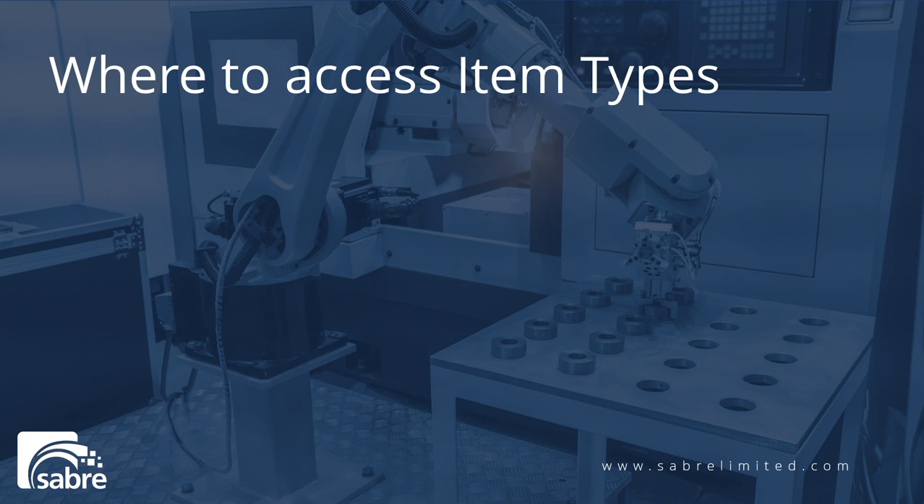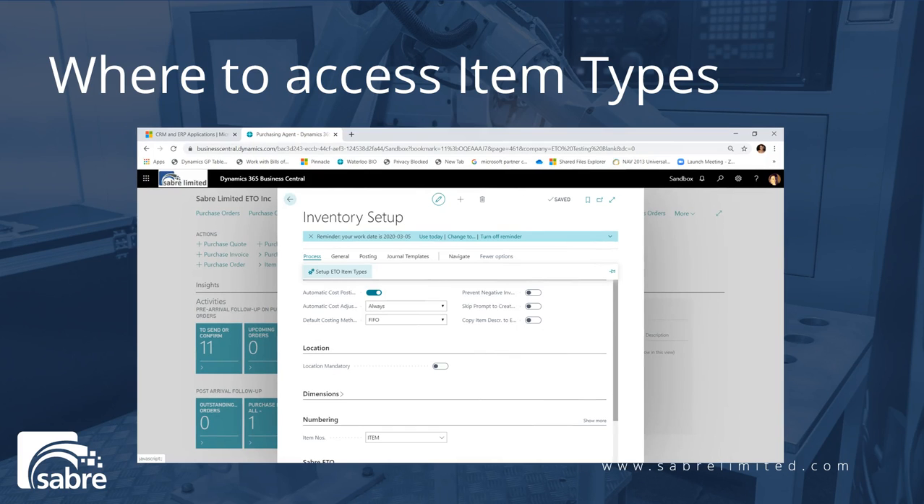So where do we find the item types? Inside Business Central, you would search for Inventory Setup, which is a screen and a page that's already there. But under the Process button, you'll find a new button there that says Setup ETO Item Types. This will bring you into the page where you can set up what your item types need to be. You can set up that default information, and you can start building those rules.